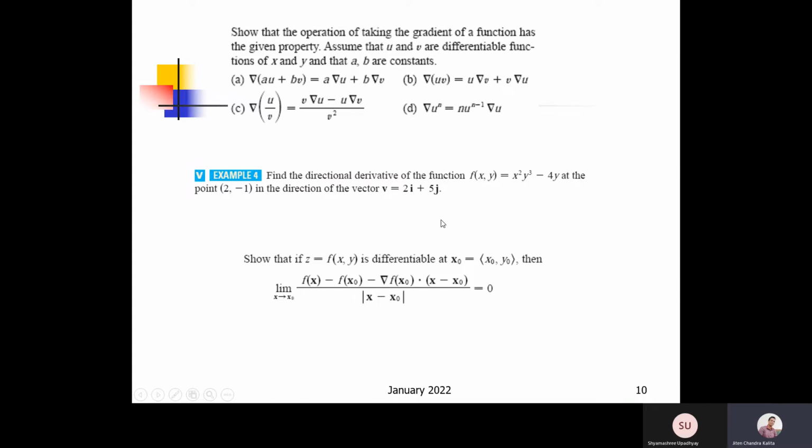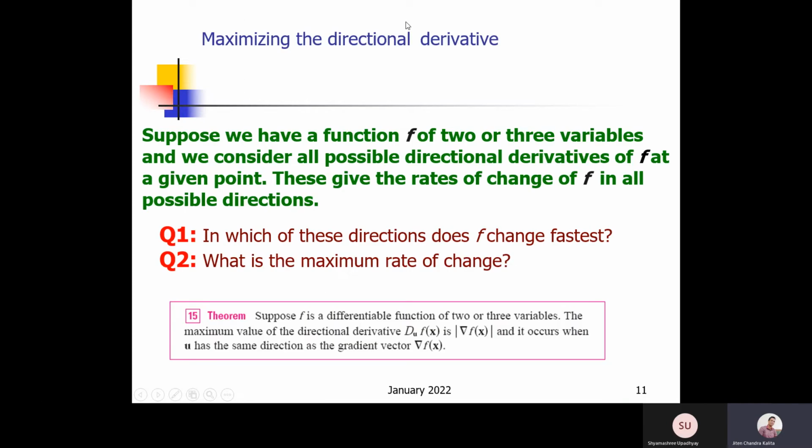The point has been given in terms of its position vector. And this is about maximizing the directional derivative. I have already told you how it happens. This is the theorem that it occurs when u has the same direction as the gradient vector of the function f.